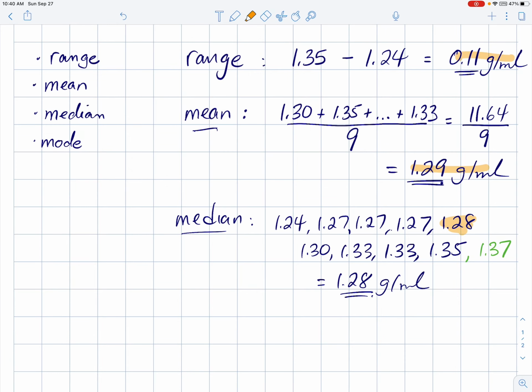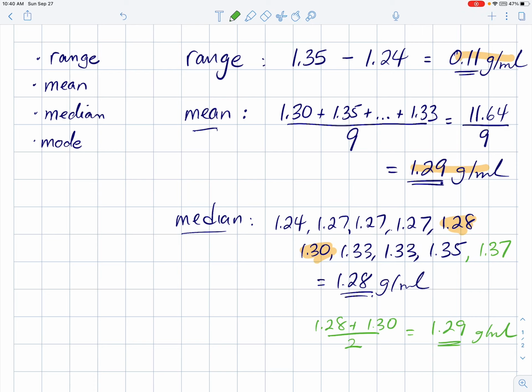So in this situation with 10 values, the 1.28 and the 1.30 would have been considered the middle. And so what you would then do to find the median is take the average of those. So 1.28, the mean rather of those, plus 1.30, divide by 2. And you'd get 1.29 in that case, grams per milliliter.